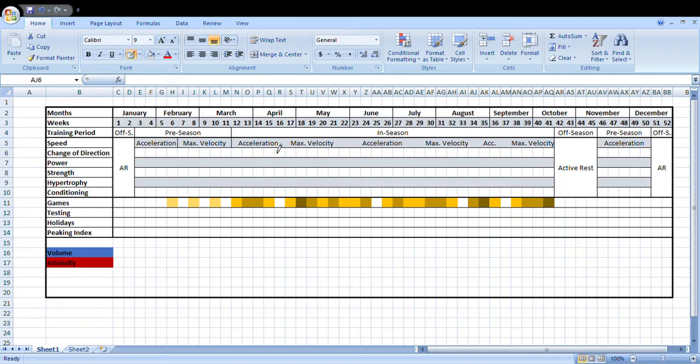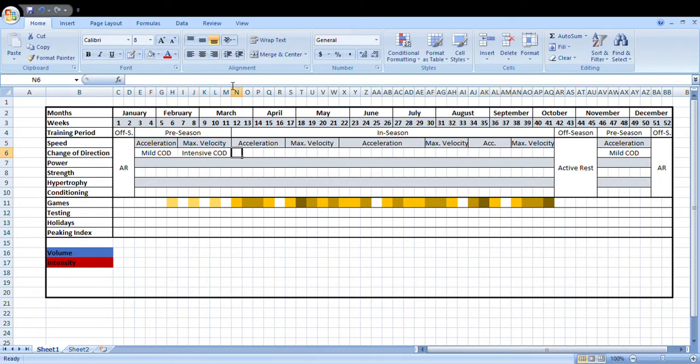So that's speed done. Now let's move on to our change of direction type work. So in terms of change of direction, we want to basically pair up similar qualities. So starting here again, we might do our very mild change of direction drills in the preseason to build that nice base. Still focusing on mild change of direction, just getting somewhat more intensive, and then before the season starts, so we can be at our best, then we can have our more intensive change of direction training.